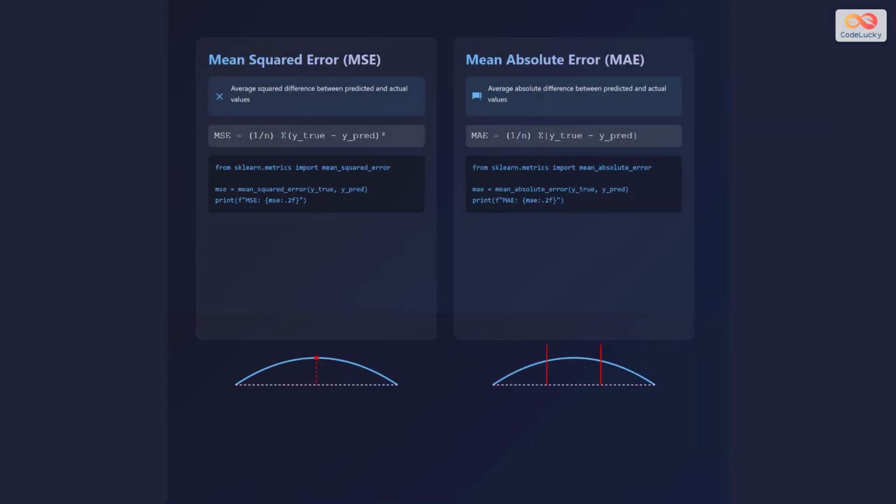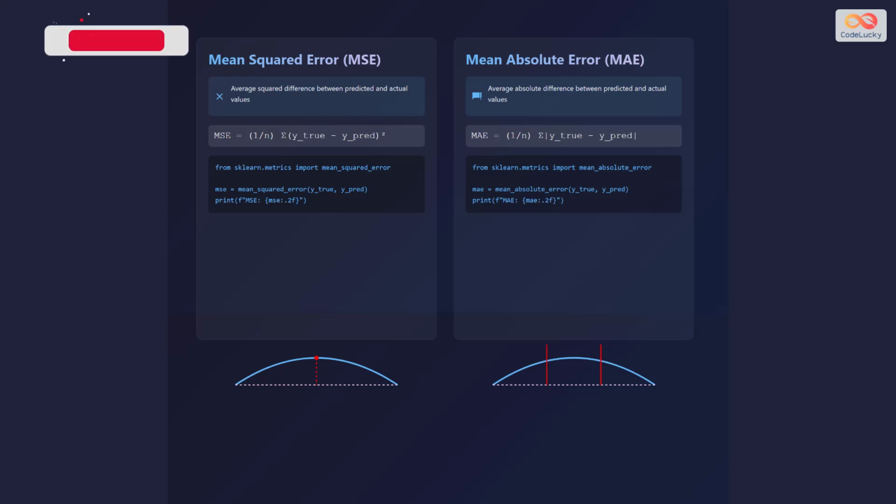Now let's explore regression metrics starting with mean squared error, also known as MSE. Mean squared error is the average squared difference between predicted and actual values. The formula is MSE equals 1 divided by n times the summation of y_true minus y_predicted squared.